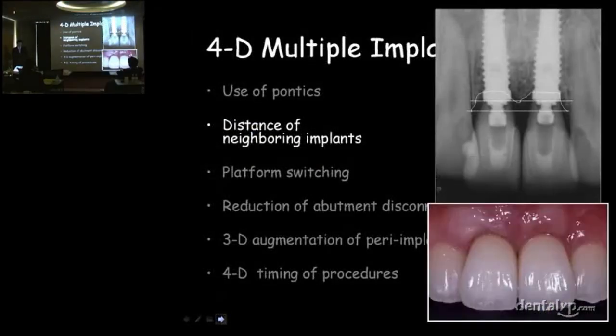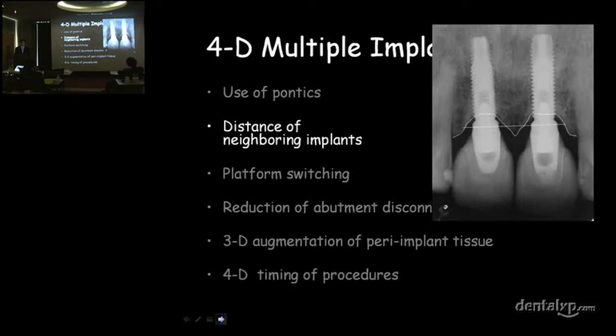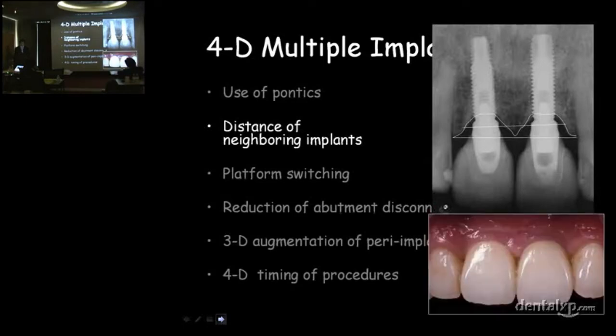If we must place implants next to each other, we should attempt to position them as distant as possible. Even at the minimum distance of 3 millimeters, we will often only be able to preserve a very small papilla. Whereas placing implants at a distance of 4 millimeters has a much greater chance to preserve optimal papilla.